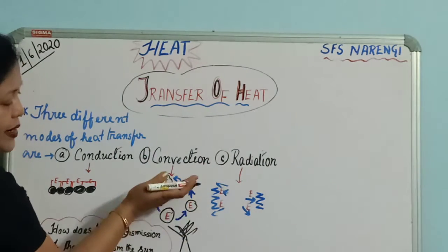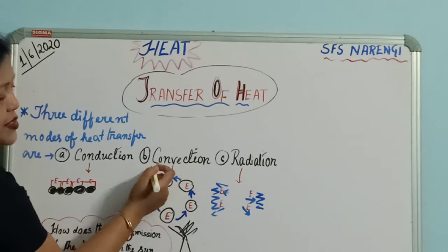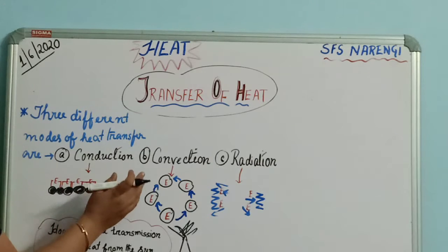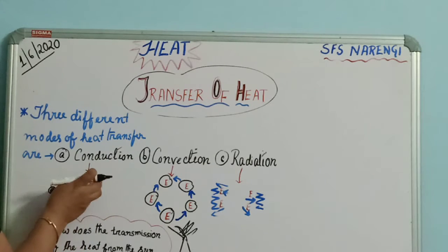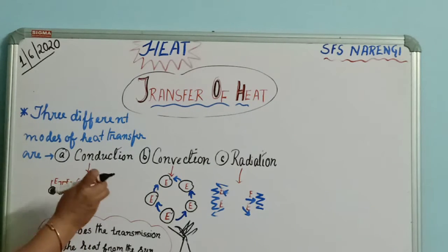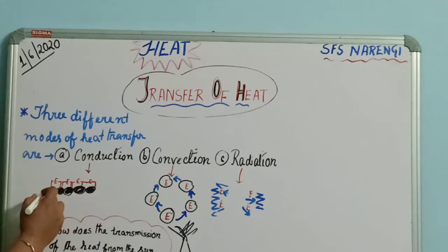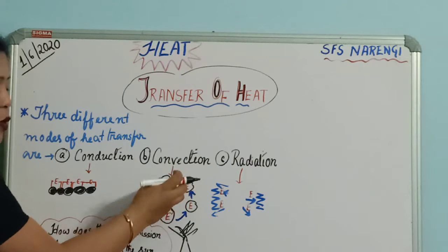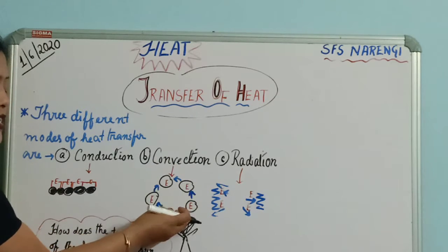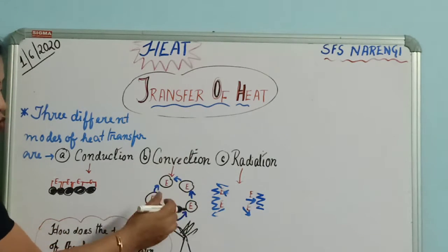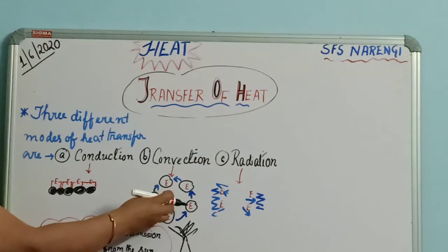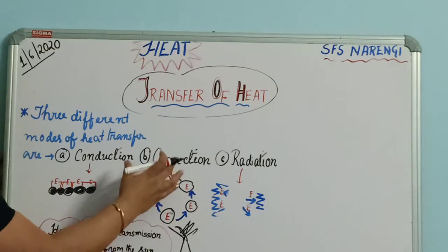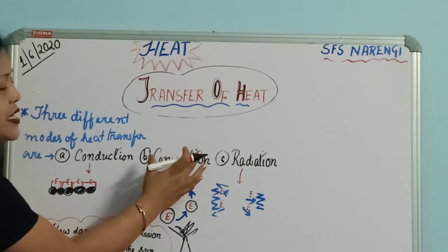The movement of these particles occurs in the process of convection, which is quite opposite of conduction. In conduction, the molecules were not moving; only the energy got transferred from one molecule to another. But in convection, the molecules themselves, along with the energy, move from the hotter area to the colder region. Clear, students?